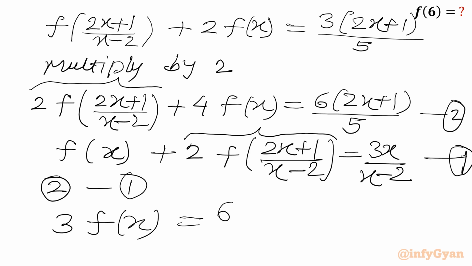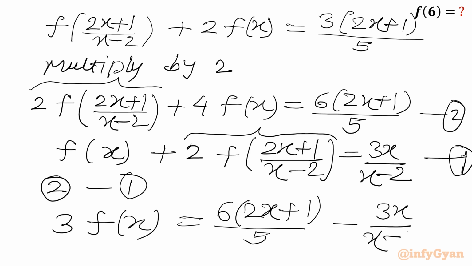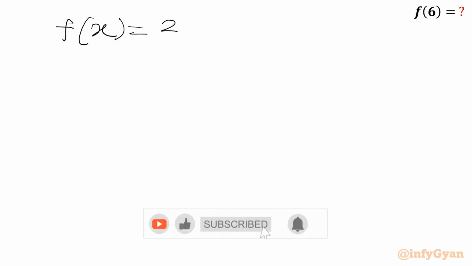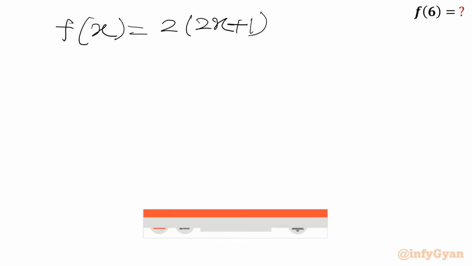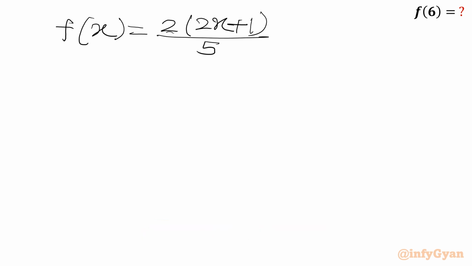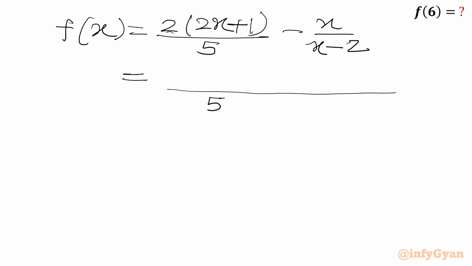On the RHS I can write 6 times (2x plus 1) over 5 minus 3x over (x minus 2). Now the equation is divisible by 3. Let's divide both sides by 3. So we will get f of x equal to 2 times (2x plus 1) over 5 minus x over (x minus 2). Now we have to simplify RHS only. So I will take LCM 5 times (x minus 2).